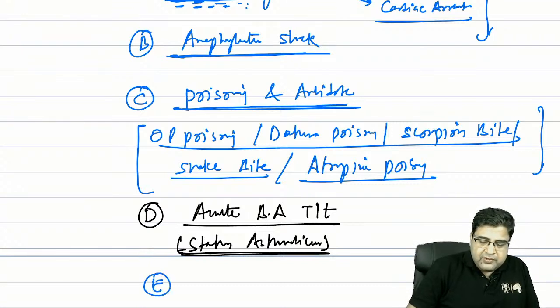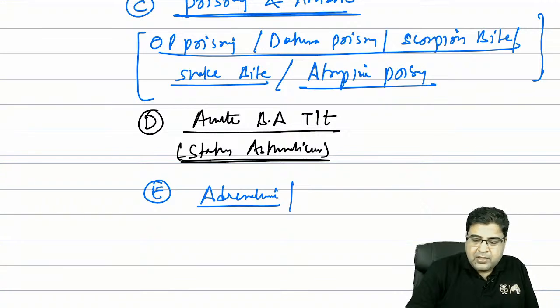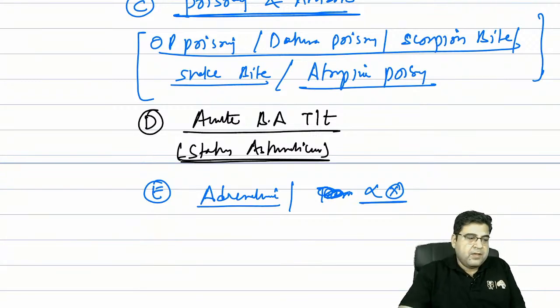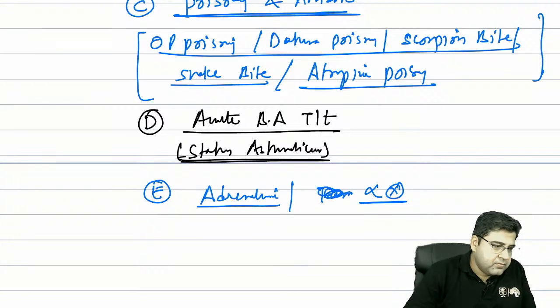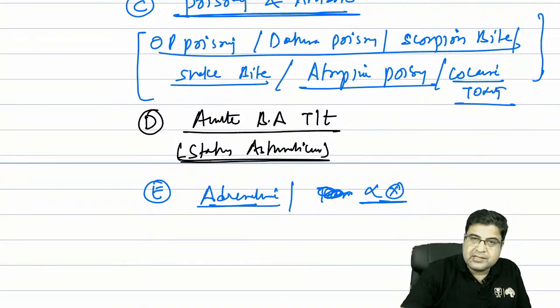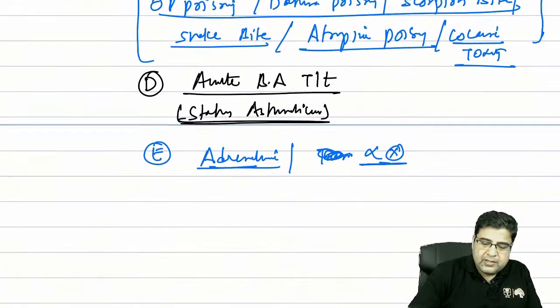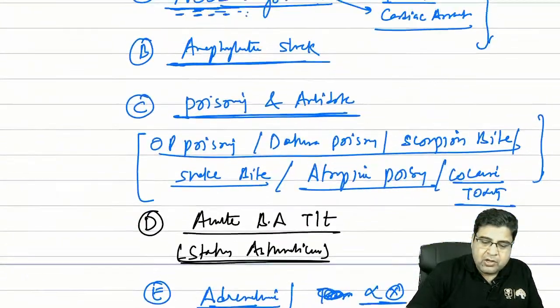And number five, the drug which is important for you is adrenaline. Adrenaline is a very important drug for your exam. One more important topic is alpha blocker, where the drug name is tamsulosin. Also, cocaine poisoning will come. Cocaine toxicity is covered under the autonomic system. Okay, so these are the important topics in the autonomic system.